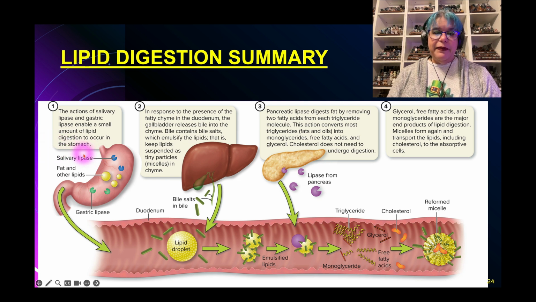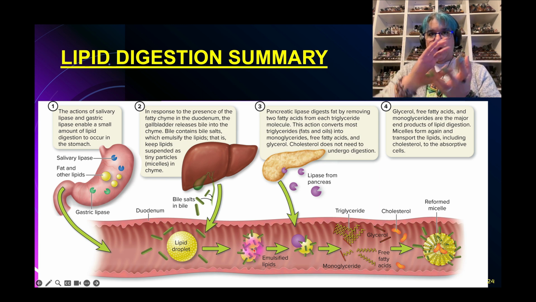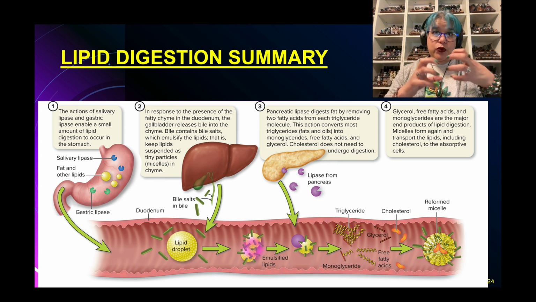So I've got the salivary lipase, I've got the gastric lipase, I've got the big fat globs, okay? In response to the presence of fatty chyme in the duodenum, so I'm starting to empty into the duodenum, the gallbladder will release bile. There's my gallbladder releasing bile into the chyme. Bile contains bile salts, which emulsify the lipids. That is, it keeps the lipids suspended as tiny particles, the micelles, in the chyme. So I'm releasing this, and that big lipid droplet gets split into smaller lipids because I've got that surrounding little capsule that allows them to stay split up.